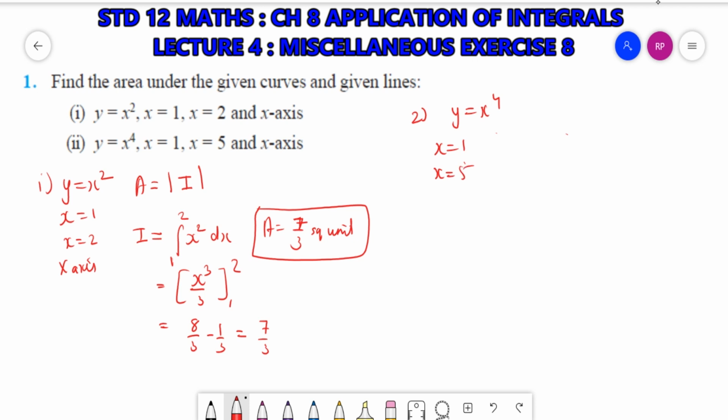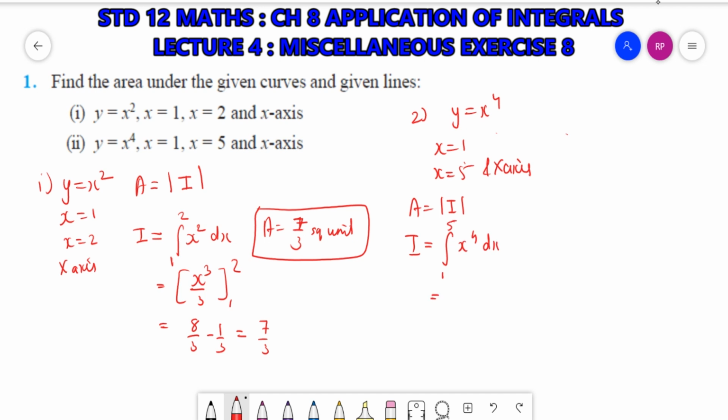Similarly, for the second, it is given y equal to x raised to 4, x equal to 1, x equal to 5, and x-axis. So here I can write down A equal to modulus of I, where I is equal to integration from 1 to 5 x raised to 4 dx.